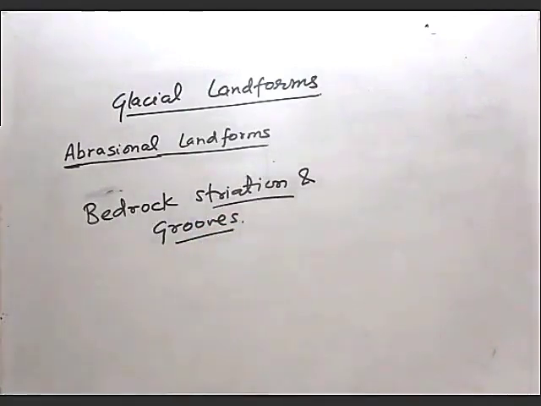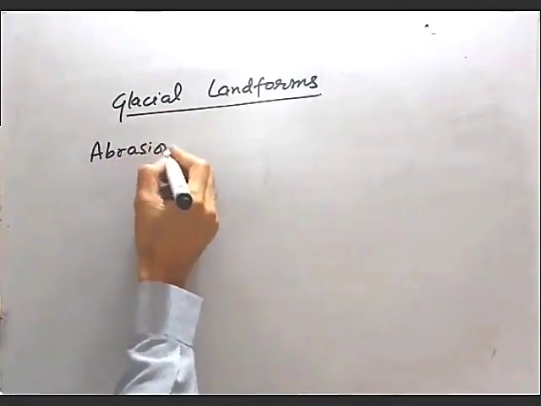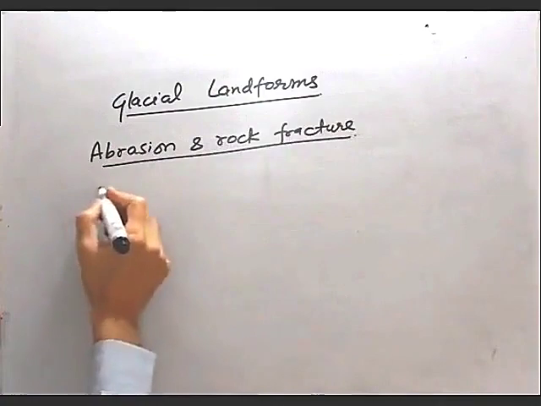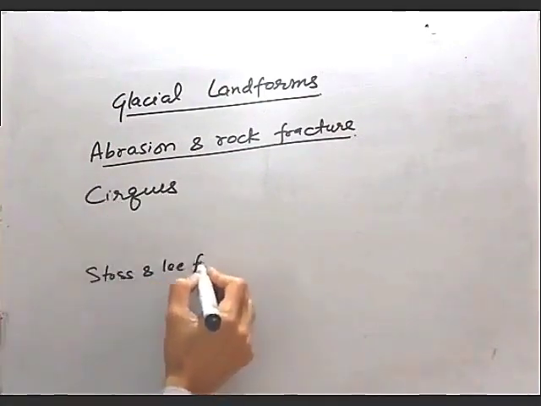Now striations are smaller as compared to the grooves. Striations are usually less than a meter long, and grooves are larger than 1 meter. Then there are landforms produced by abrasion and rock fracture. These include cirques and tors and lee forms.